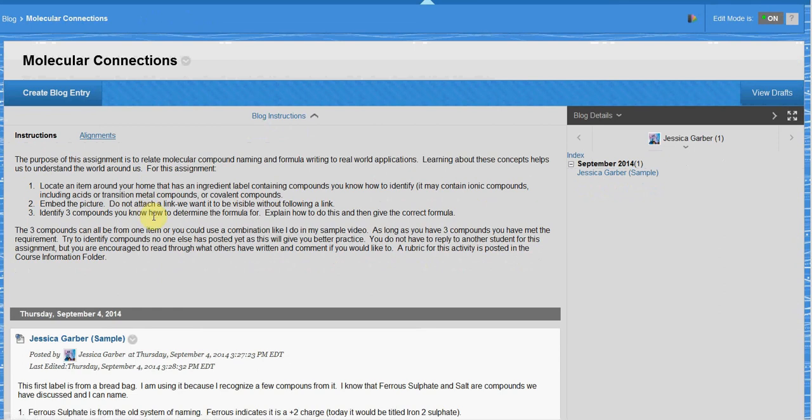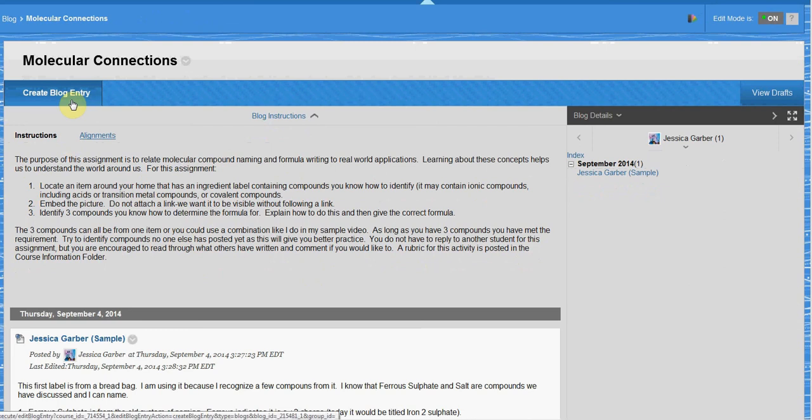I want you to find 3 compounds you know and explain how to find the formula, and then give the correct formula. Now technically you can do this all from one item, or you can use a combination like I did down here. As long as you have 3 compounds, you will have met the requirements, and you can look at the rubric for more details on that. A really cool thing would be if you could find unique compounds or ones that have not already been posted yet. It gives you a chance to be unique.